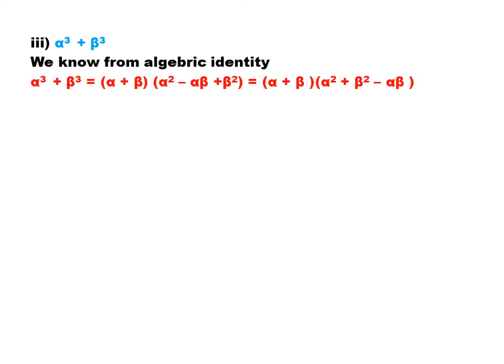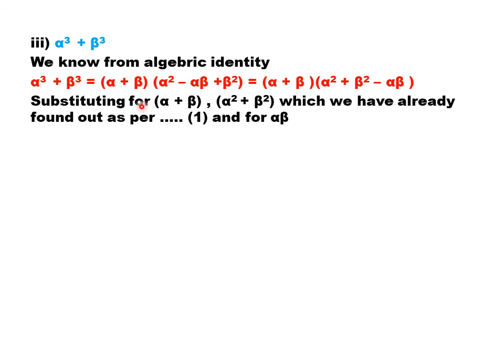Next we have to find the value of alpha cube plus beta cube. We know from the algebraic identity, alpha cube plus beta cube is equal to alpha plus beta into alpha square minus alpha beta plus beta square, which we rewrite as alpha plus beta into alpha square plus beta square minus alpha beta. We know the value of alpha plus beta, we have found the value of alpha square plus beta square from equation number 1, and we know the value of alpha beta.